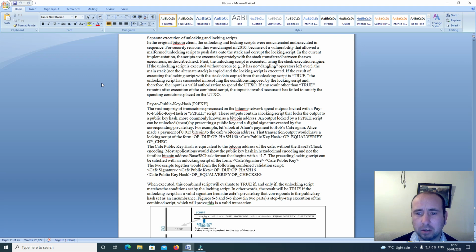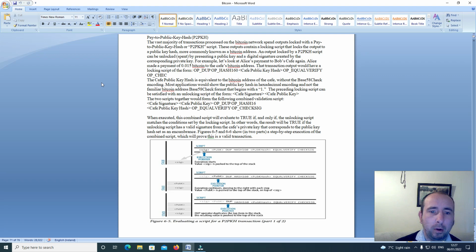If any result other than true remains after execution of the combined script, the input is invalid because it has failed to satisfy the spending conditions placed on the UTXO.